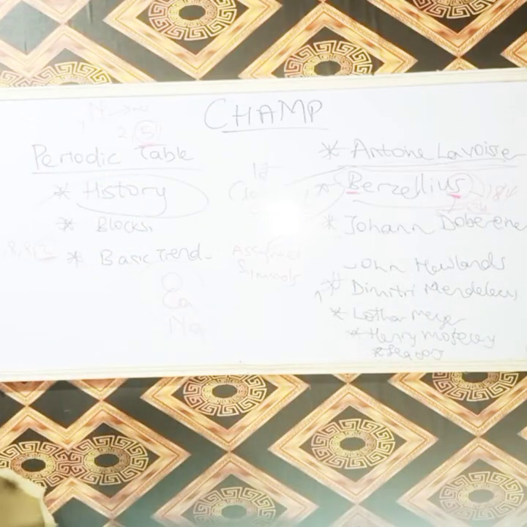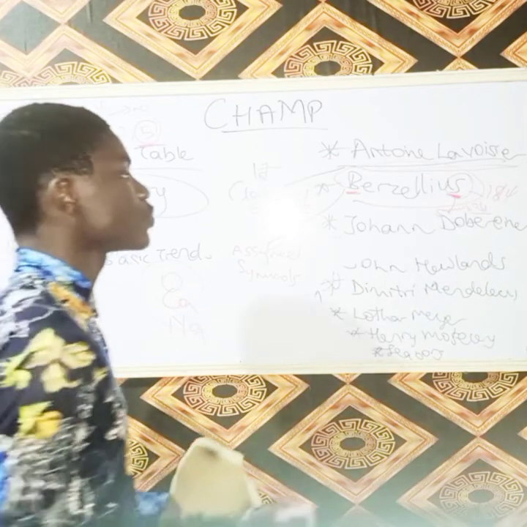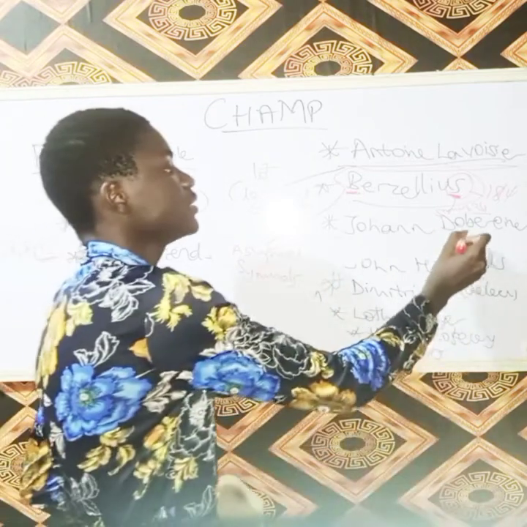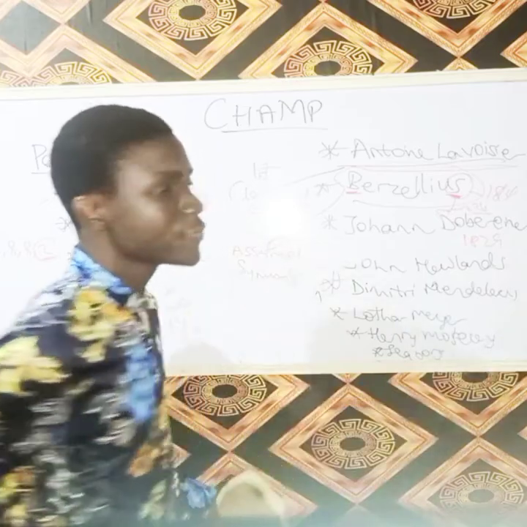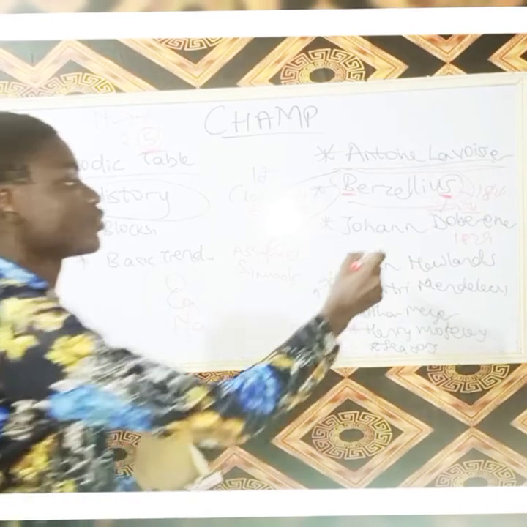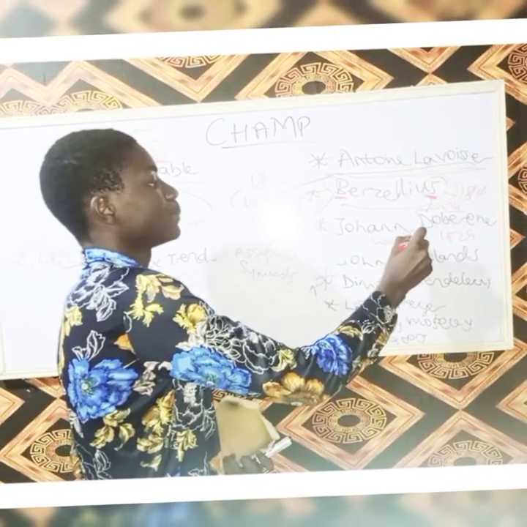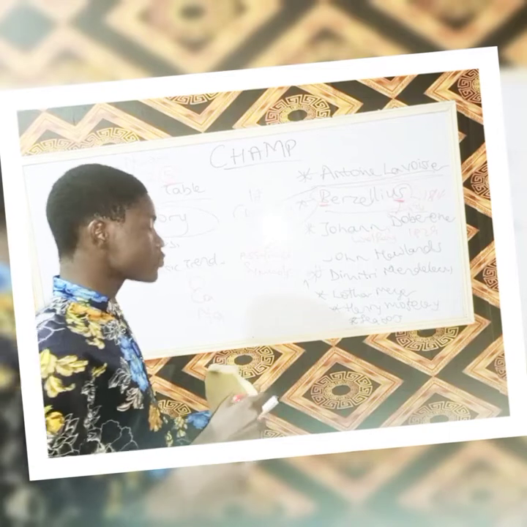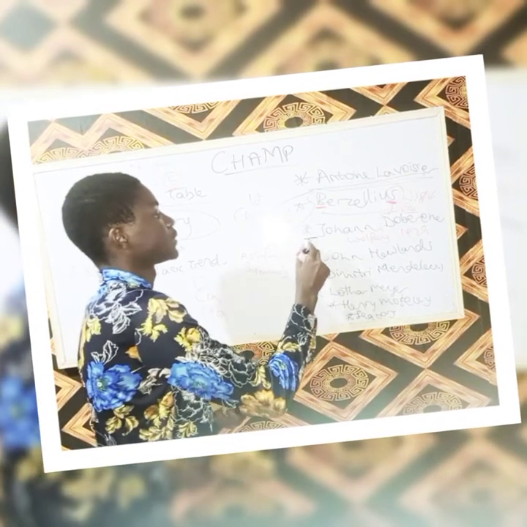Yeah, let's move on to the next one. We have someone like Johann Döbereiner. So in the year 1829, this man came up with something. His full name is Johann Wolfgang Döbereiner. Yeah, so what he did was that he postulated the law of triads.